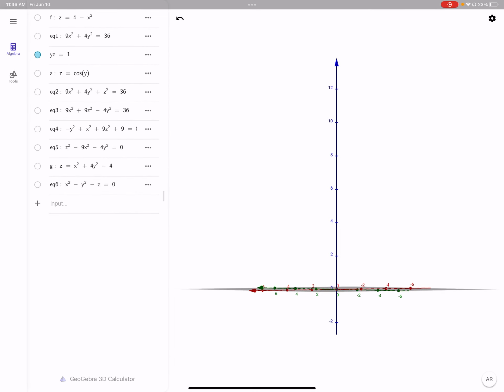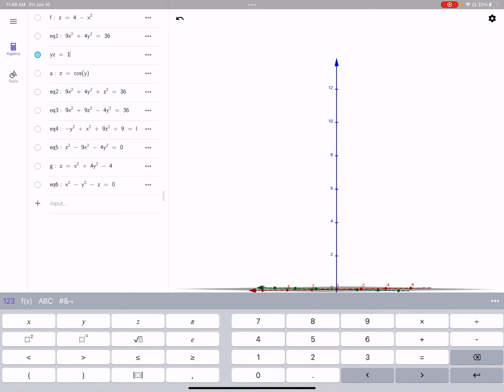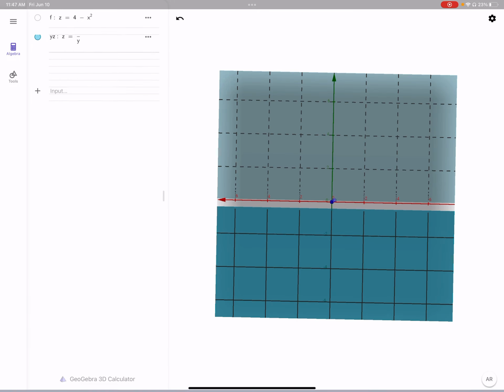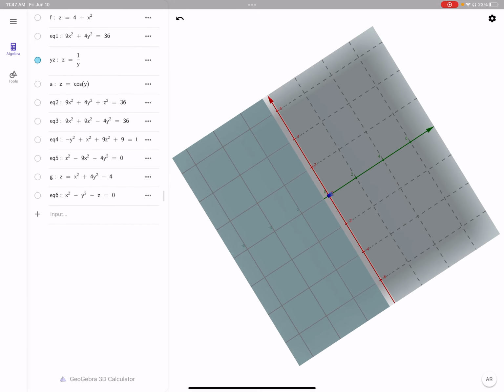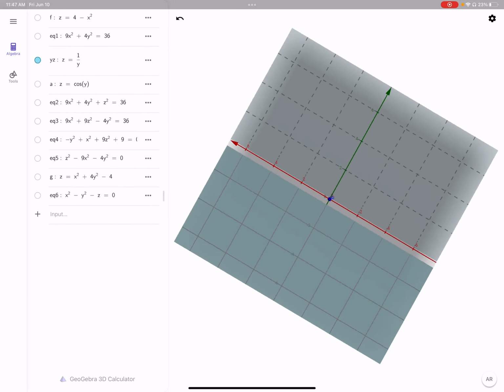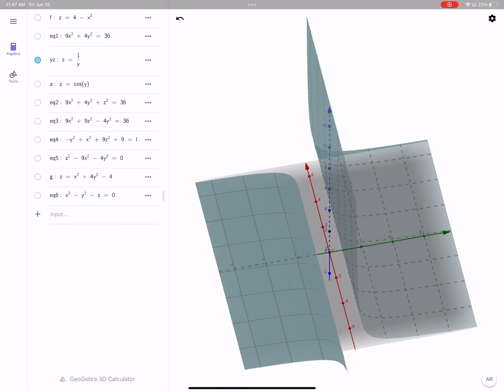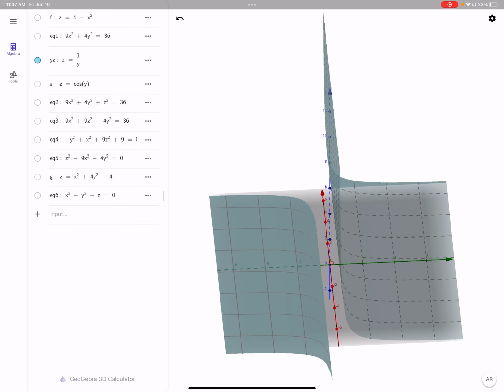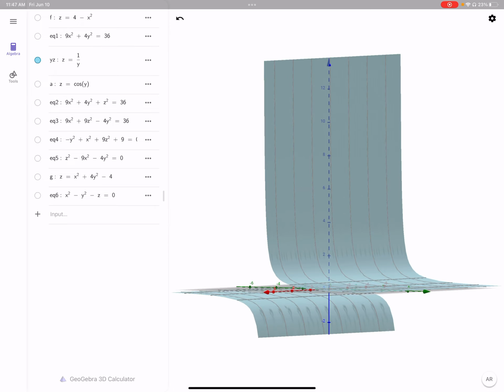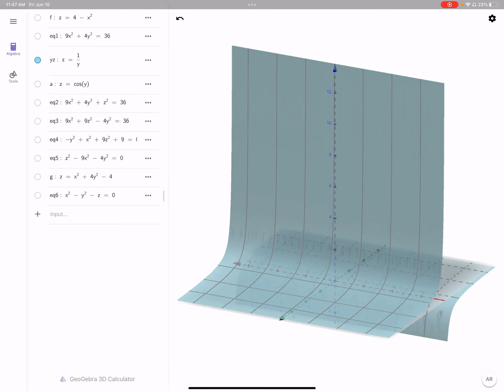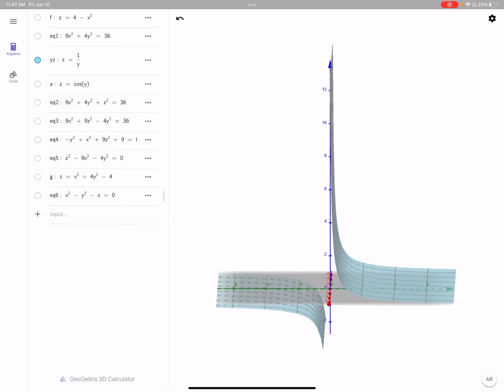All right, this one, just so you know, when you type these in, it's best to do z equals. So z equals 1 divided by y. This one typically will show up. So here we go. Let me get the spinning to stop. All right, so you can see how it should be. All right, let me turn it.